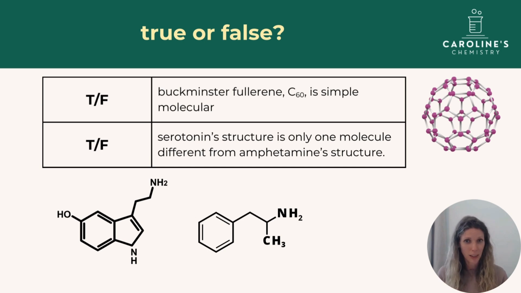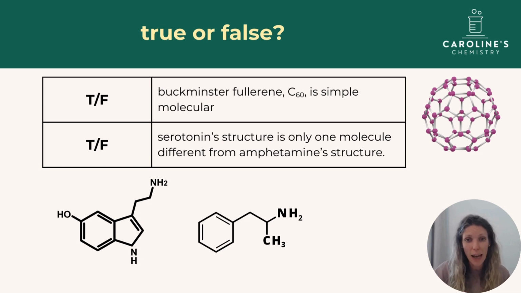It doesn't make sense because on the left-hand side, you have one molecule, and on the right-hand side, you have one molecule. What that person is trying to say there probably is that the molecules are very similar and that they only are different by a few atoms or groups of atoms. But you can't say it's only one molecule different. If it's only one molecule different, it is a completely different molecule. Okay, so a better way to express that is to say serotonin structure is very similar to amphetamine structure with a few different atoms or groups of atoms.